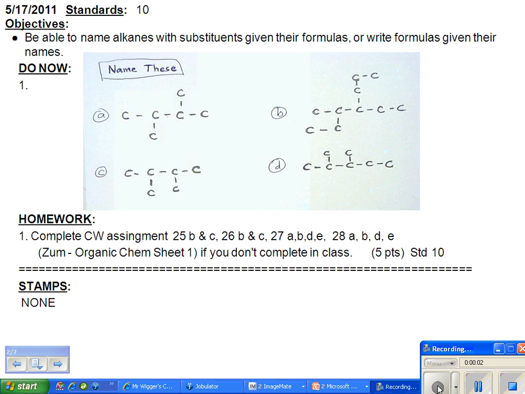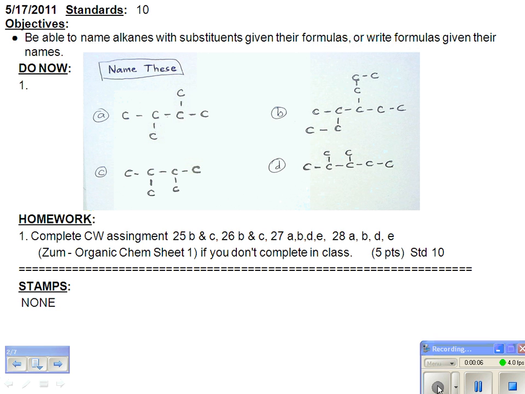Kenny, will you please circle the main chain? Okay, and how long is our main chain? 4. Thank you. Now, what are the substituents that we have?